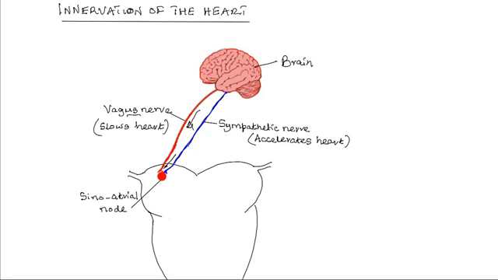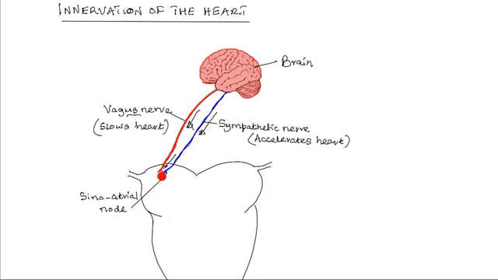On the other hand, when there is need to increase the heartbeat, like when one is engaged in vigorous physical activity, then impulses will be sent from the brain through the sympathetic nerve to the sinoatrial node, which then serves to increase the rate of the heartbeat. In this way, the circulatory system is able to adjust to the increased need for nutrients by the muscles and increased need to remove the metabolic waste that is produced at a faster rate during vigorous physical activity.